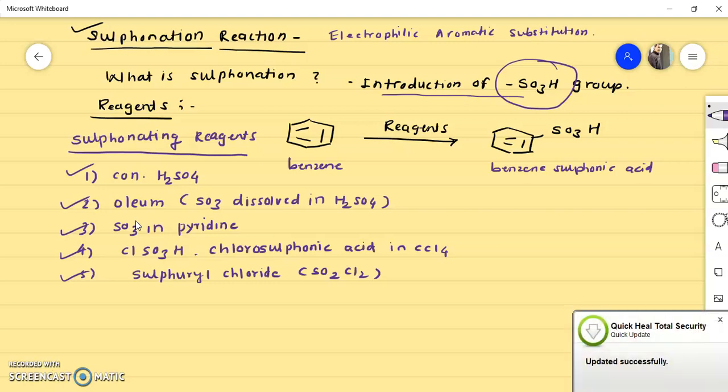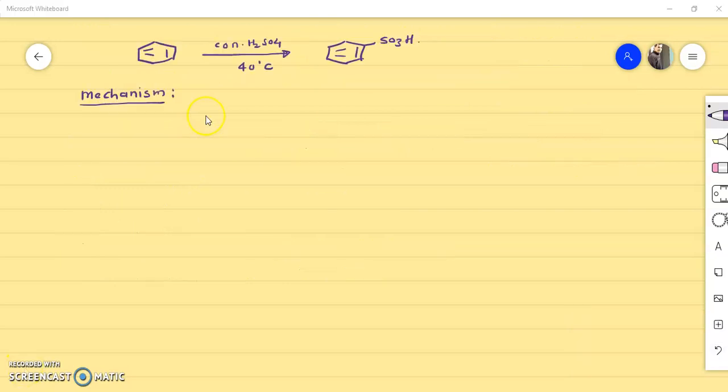Now I will explain the mechanism of this reaction. The mechanism is the same as that of electrophilic aromatic substitution, like the nitration reaction, just the electrophile is different here. Let's see the mechanism step by step. I have written this reaction once again, the sulfonation of benzene in the presence of concentrated H2SO4. The first thing in studying the mechanism is the formation of the electrophile. So step 1 is formation of the electrophile.